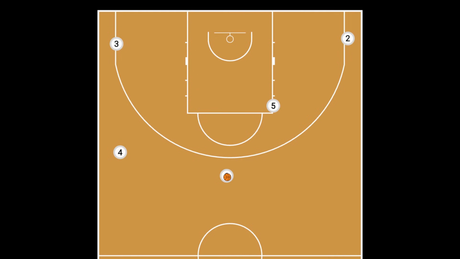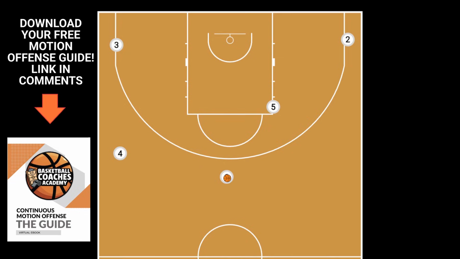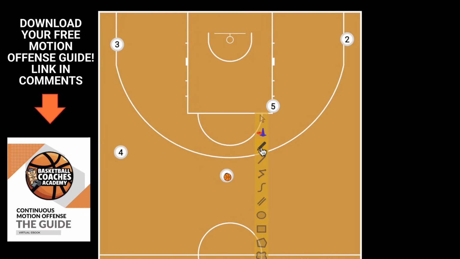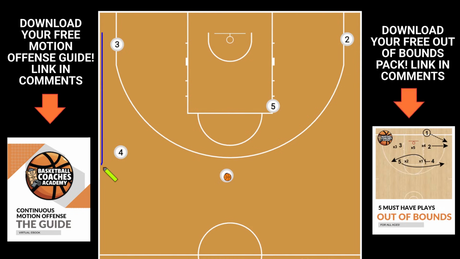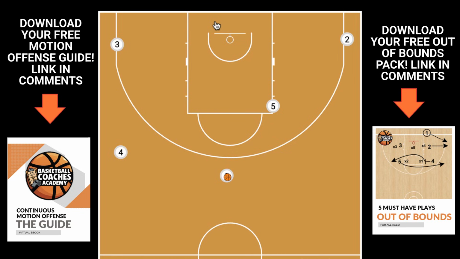All right, let's take a look at this continuous style 4 out, 1 in motion offense. As you can see here, we have our players set up in a 4 out, 1 in, meaning that all 4 players here are outside the 3-point line, and then 1 player here is inside the 3-point line. This is a play you'll often see run in the NBA.